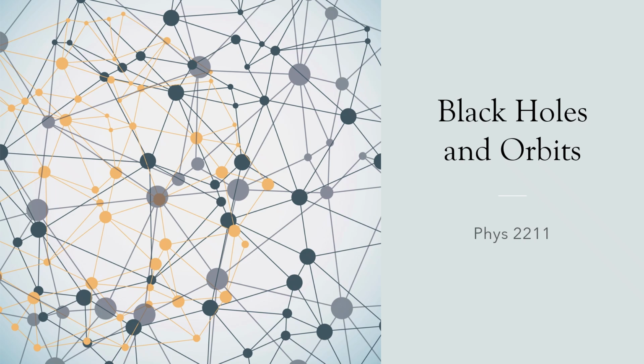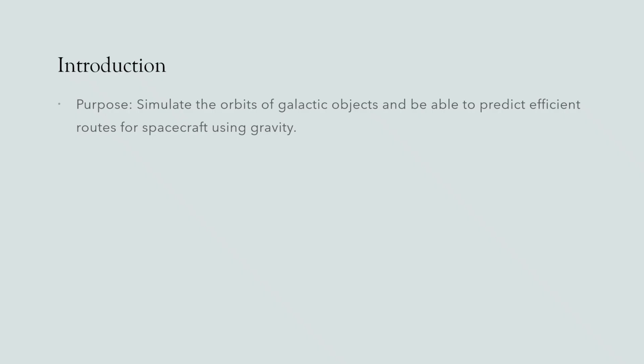Hello, today we'll be talking about black holes and orbits, so let's jump right in. To start, the purpose of this experiment is to simulate the orbits of galactic objects and then predict an efficient path for a spacecraft that will use the gravity of said galactic objects.